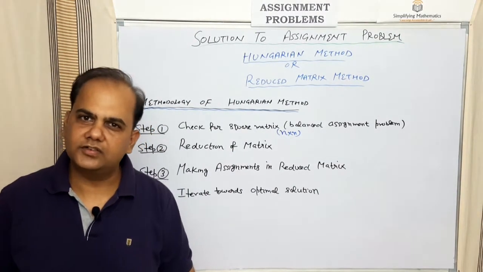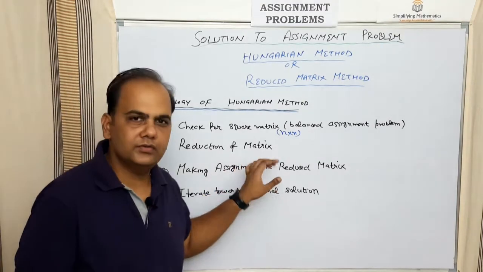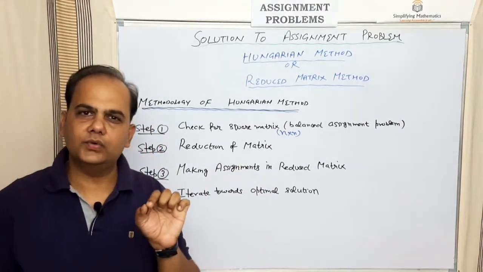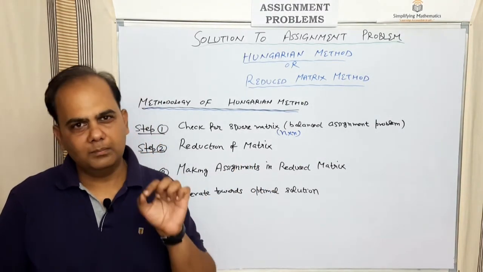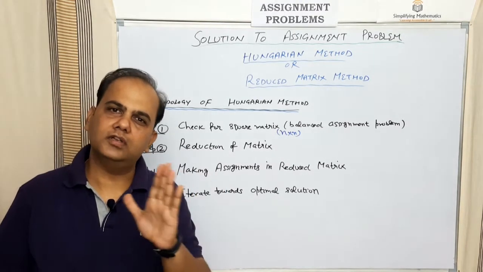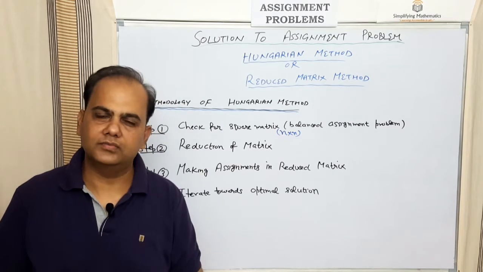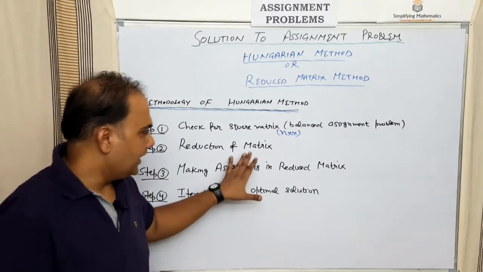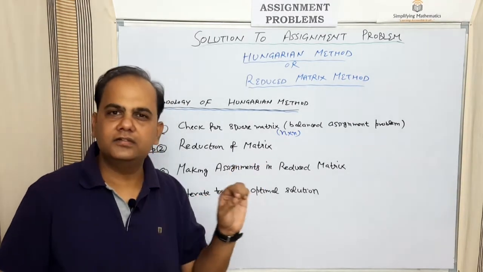Now the next step is reduction of matrix. Reduction of matrix means you have to bring at least one zero in each row and column by subtracting the minimum value of that row or column from all the values of that row or column. So this is what is called matrix reduction, that is, bringing at least one zero.